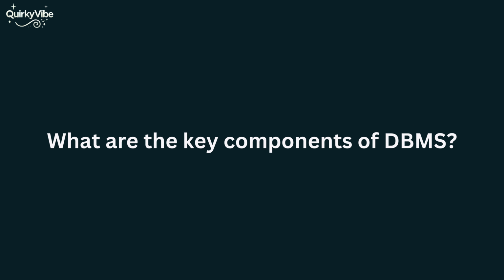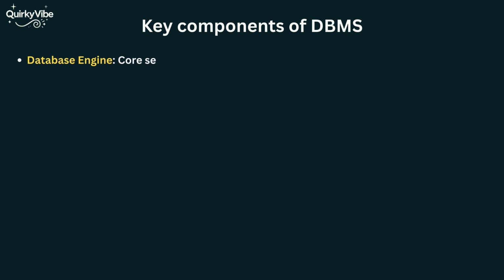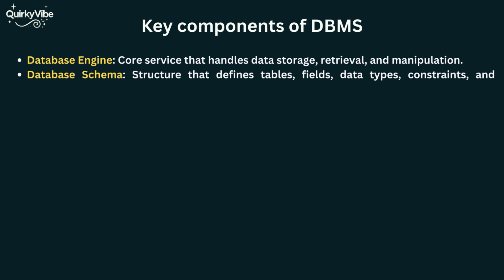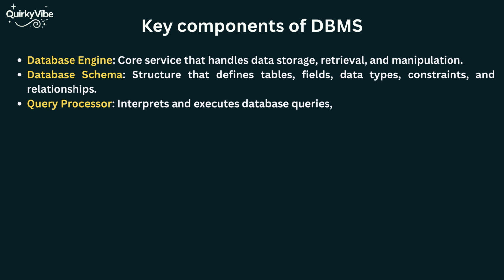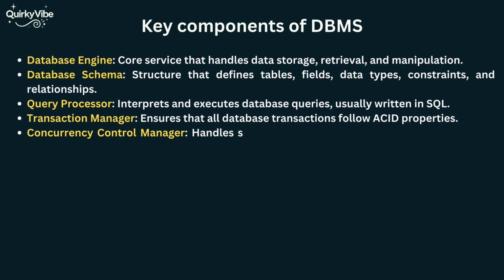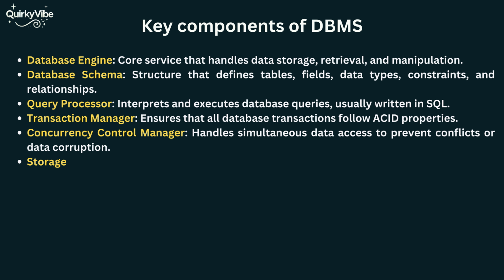What are the key components of DBMS? Database engine, core service that handles data storage, retrieval, and manipulation. Database schema, structure that defines tables, fields, data types, constraints, and relationships. Query processor, interprets and executes database queries, usually written in SQL. Transaction manager, ensures that all database transactions follow ACID properties. Concurrency control manager, handles simultaneous data access to prevent conflicts or data corruption.